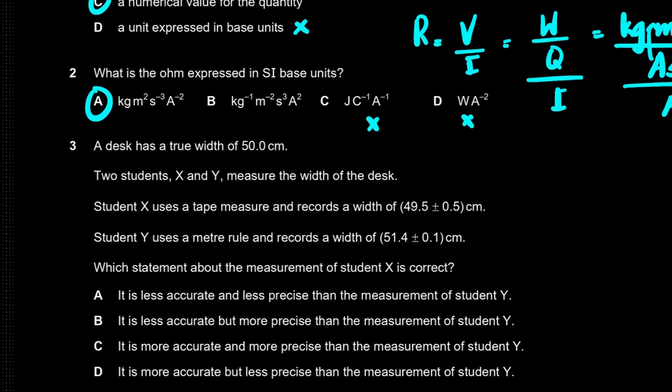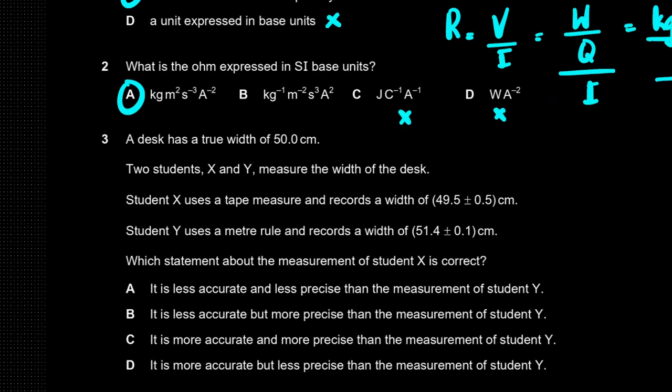Question number 3. A desk has a true width of 50 centimeters. Two students X and Y measure the width of the desk. Student X uses a tape measure and records a width of this much. Student Y uses a meter rule, records a width of this much. Which statement about the measurement of student X is correct? So A says it is less accurate and less precise than the measurement of student Y. So this is the actual value. The measurement of student X is 49.5. This is Y, which is 51.4, which is further apart. So I know X is definitely more accurate. So it's this or this.